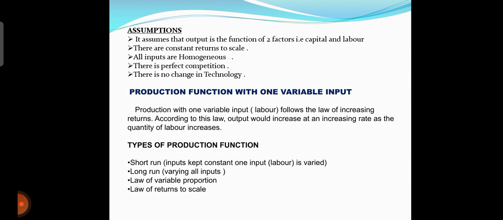Production function with one variable input follows the law of increasing returns. According to this law, output would increase at an increasing rate as the quantity of labor increases. Types of production function: short run, long run, law of variable proportion, law of returns to scale. We have two main types, that is law of variable proportion and law of returns to scale.